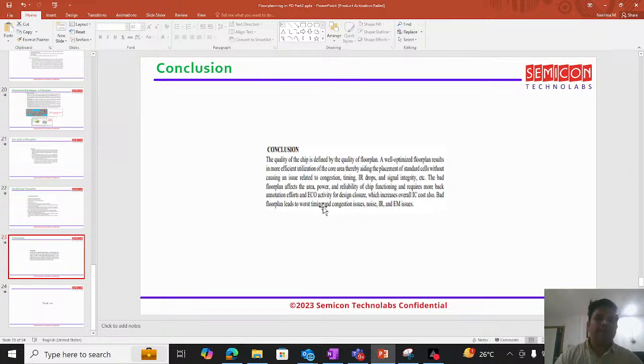And ECO activity for design closure, which increases overall IC cost also. A bad floor plan leads to worse timing, which is nothing but memory-to-memory and to-memory paths being difficult to close. Congestion is difficult to close. Clock gating violations are difficult to close. And not just that, you will even end up with noise, IR, and EM issues as well.